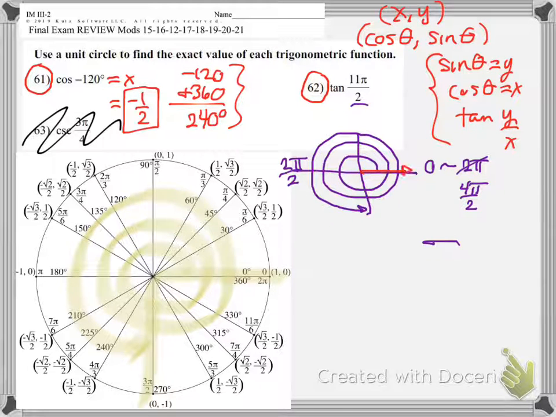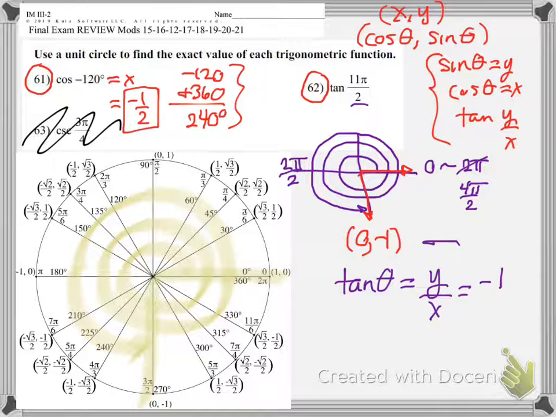And you've got a starting ray, and you've got an ending ray. And then you can just look at what the coordinates are right there. Sideways 0, down -1. I need tangent, and I need to know that tangent theta is the y value over the x value. In this case, the y value is -1, the x value is 0.